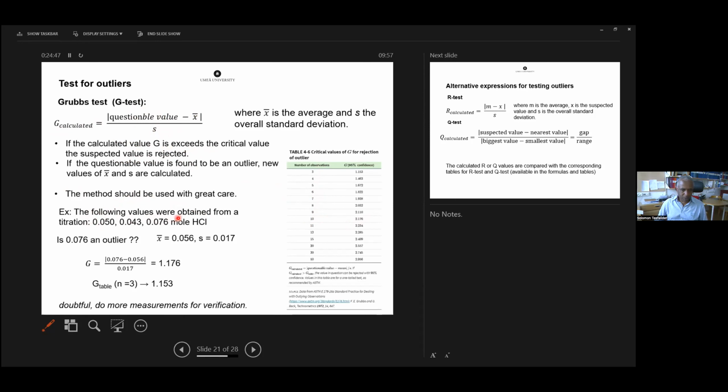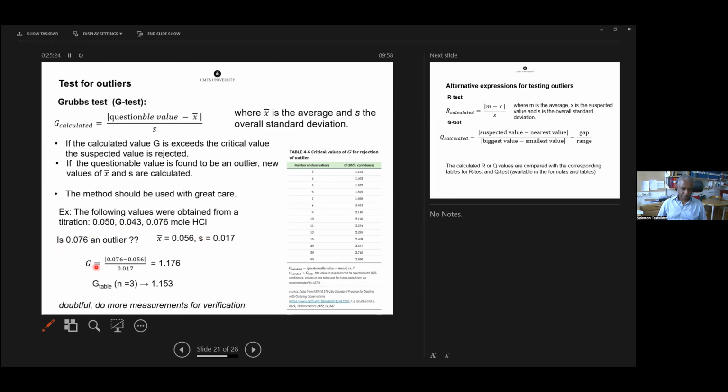And we have one example here. The following values were obtained from a titration, that is a titration of HCl with sodium hydroxide, for example. Then you have 0.05, 0.043, 0.076. Then we take the average and the standard deviation. So the question now, before doing that, is whether 0.076 is an outlier, and should I include it or exclude it? So the average is 0.056, and the standard deviation is 0.017 for all three values.